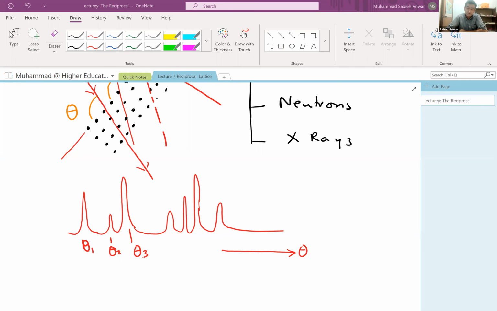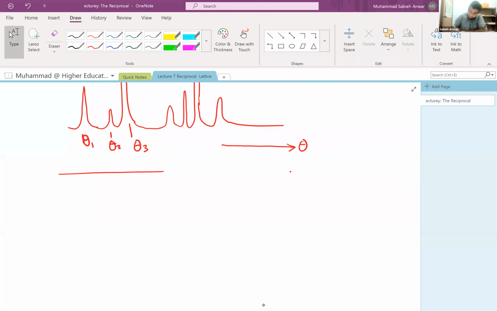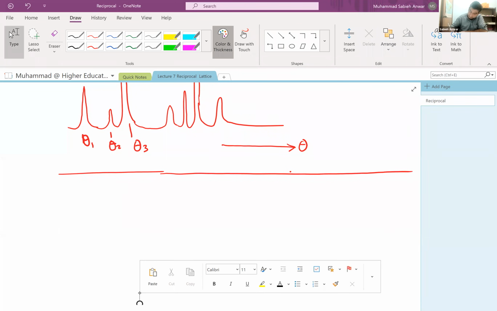It's a characterization tool. All right, so now let's come back to the concept of the reciprocal lattice. Let me change the color back again.